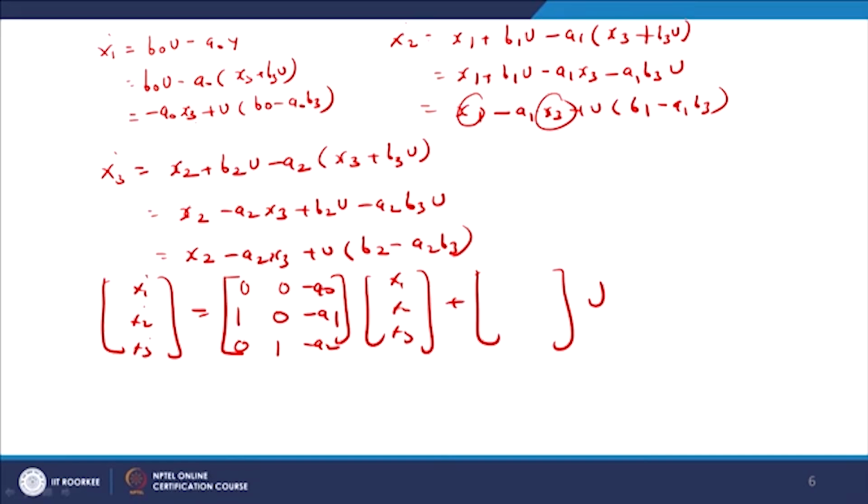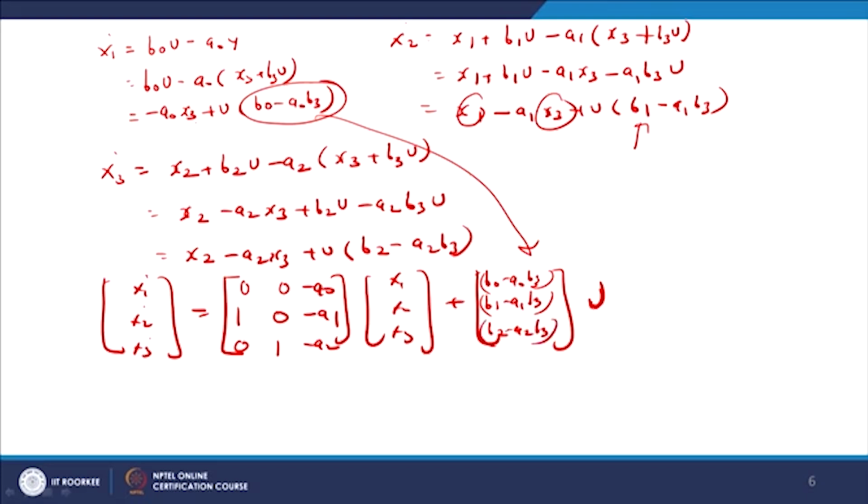Now, coming to the u terms. For x1 dot, this term is b0 minus a0 into b3. Now, for x2 dot, the term for u is b1 minus a1 into b3. And particularly, the term for x3 dot we will get as b2 minus a2 into b3.